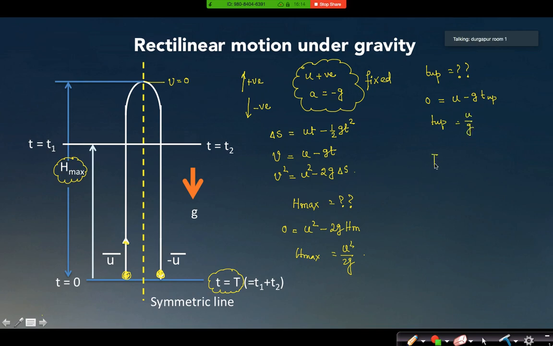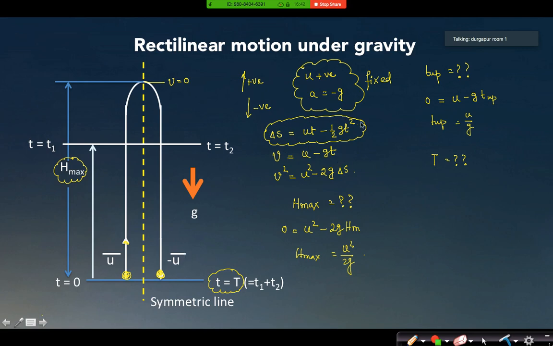And how do I find the total time of flight? 2u by g. That I can find by which equation? The second one, v equal to u minus gt only. How can you apply v equal to u minus gt to find the total time? If you know that when it comes down its velocity will be minus u, then you can use this one.